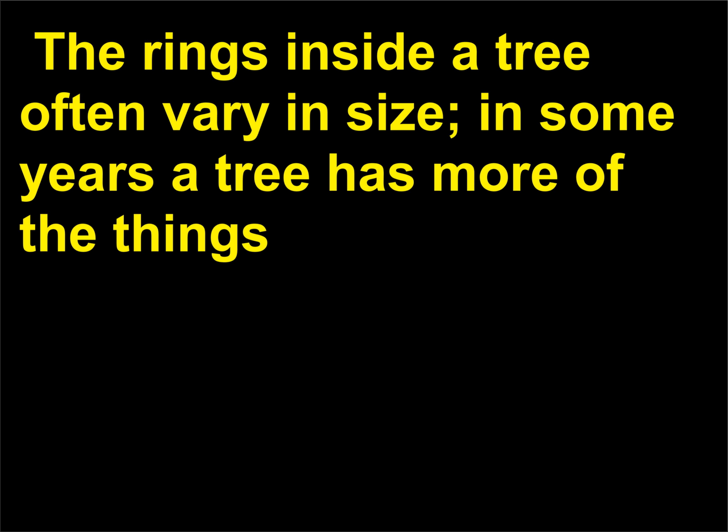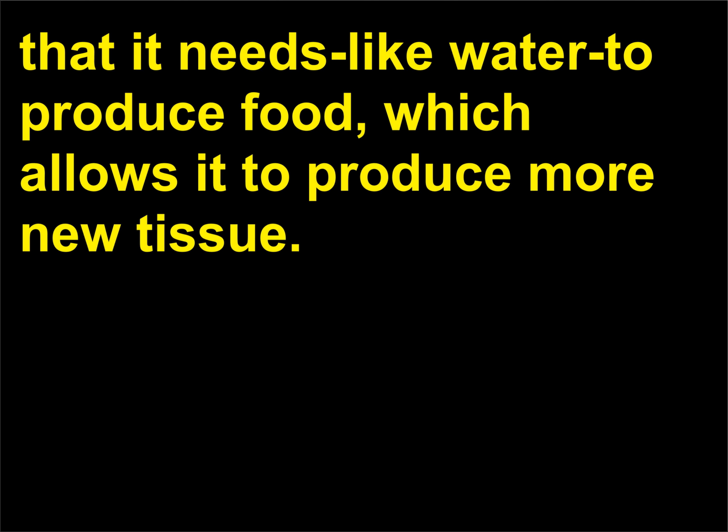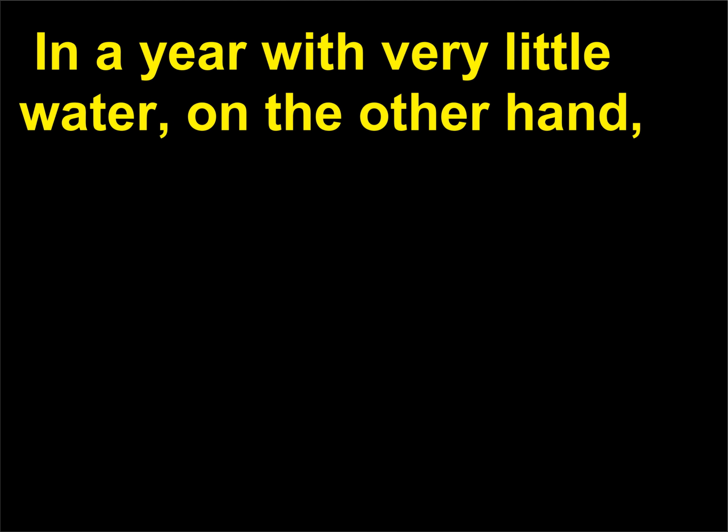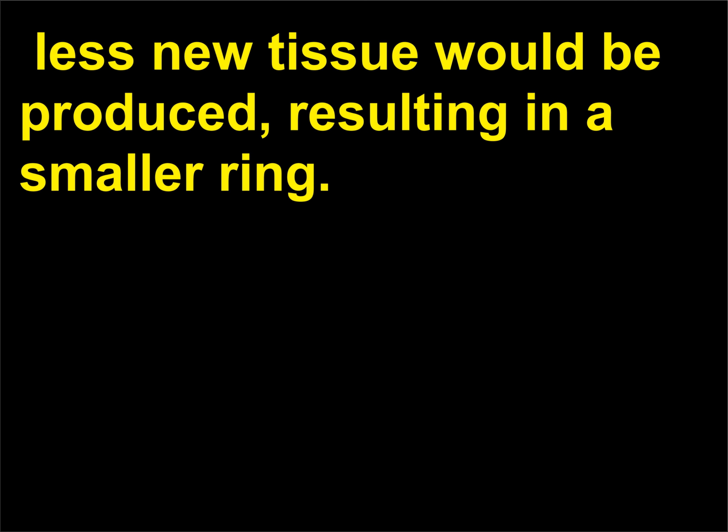The rings inside a tree often vary in size. In some years a tree has more of the things that it needs, like water to produce food, which allows it to produce more new tissue. In a year with very little water, on the other hand, less new tissue would be produced, resulting in a smaller ring.